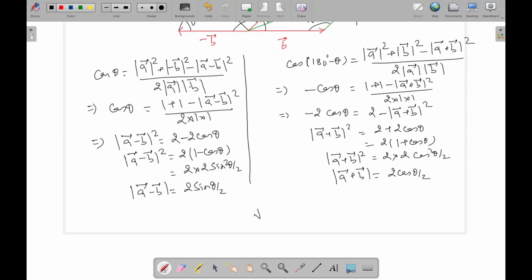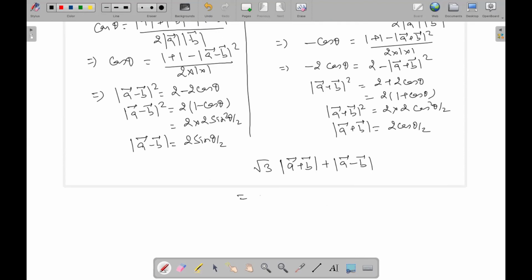Now I can put it here and find out this is root 3, which is given to me, root 3 magnitude of a plus b, and then we have been given plus magnitude of a minus b. And we need to substitute these values here. So this will become root 3 times 2 cos theta by 2 plus 2 sin theta by 2. If I take 2 common, then this will become 2 times root 3 cos theta by 2 plus sin theta by 2.